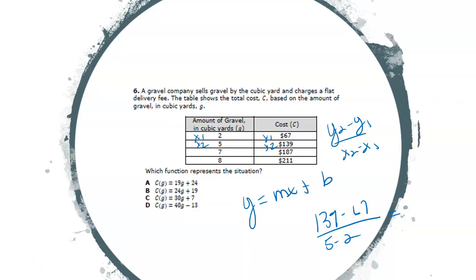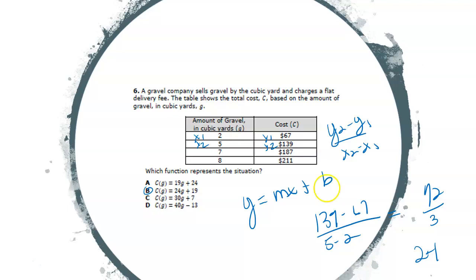Let me grab my calculator. You should be using a calculator on this. 72 over 5 minus 2 is 3. And then 72 divided by 3 is 24. So I need a slope of 24. I only have one answer. That is a slope of 24.